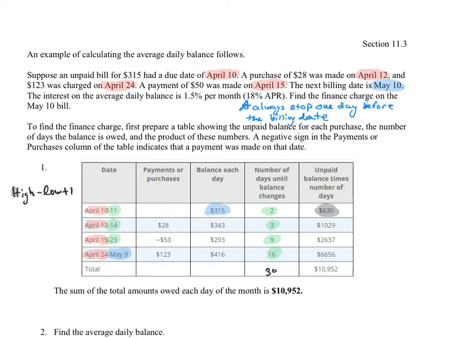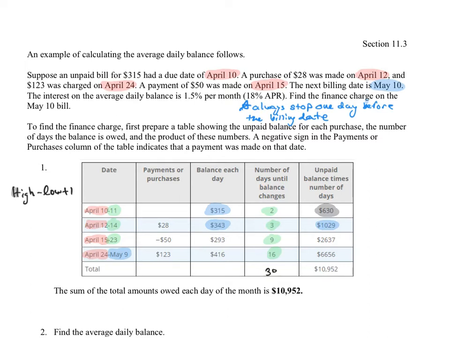Now I look at what actually happened on April 12th. If you read, it said a purchase of $28 was made on April 12th. So I'm going to take my balance of $315 and add the $28 to it. That gives me my new balance of $343. It was a $343 balance for 3 days. So remember, to add every single day's balance, I would have to do 343 plus 343 plus 343, which is 343 times 3, which gives me $1,029 for those 3 days.